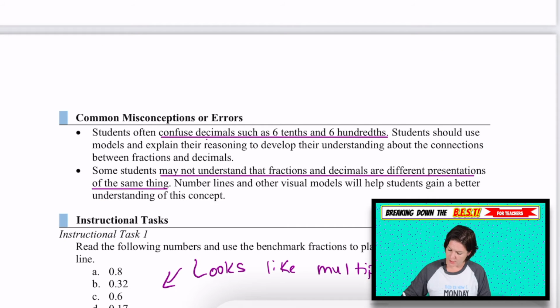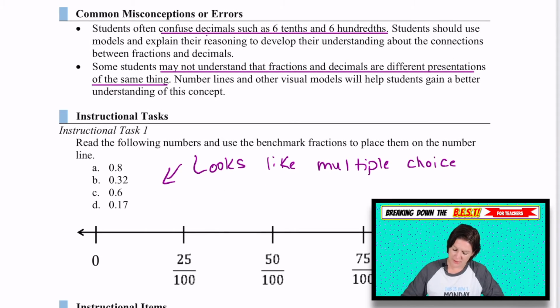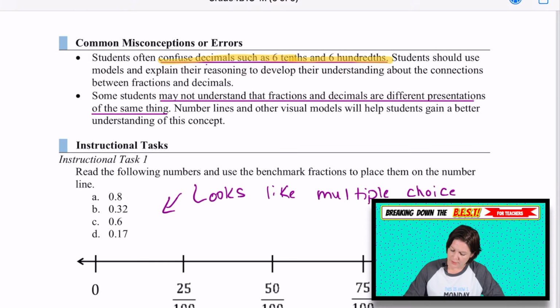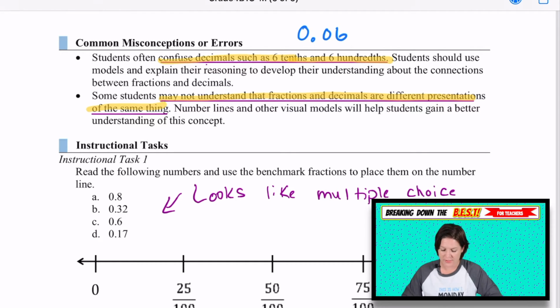All right, what are some common misconceptions that they might make? It says that students often confuse decimals as 6/10ths and 6/100ths. I think what they're meaning here is that if they see this, they might call this 6/10ths when really it is 6/100ths and vice versa. All right. Students may not understand that fractions and decimals are different representations of the same thing. So we'll be using number lines, models, and other visuals to help students get a better sense of this skill.